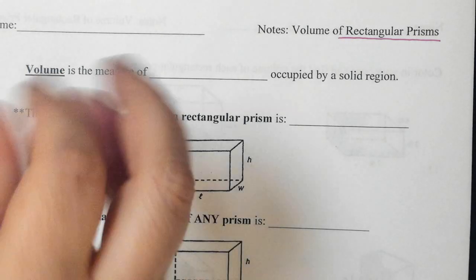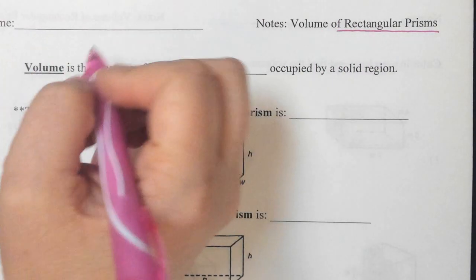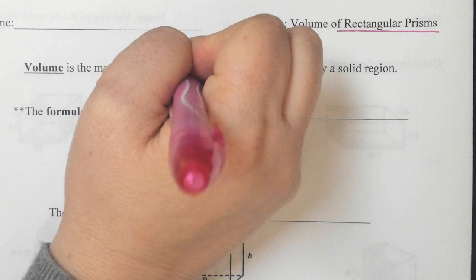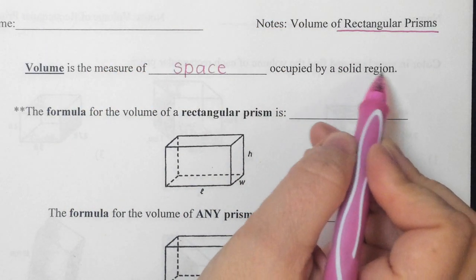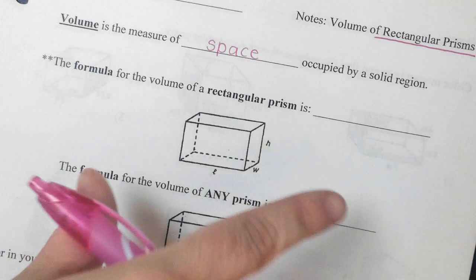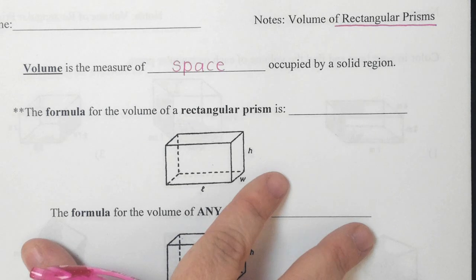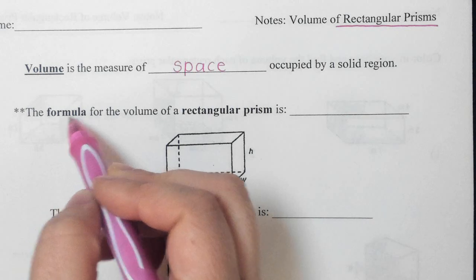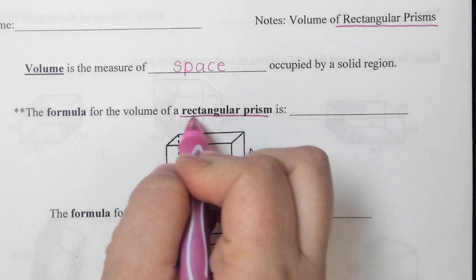And when we're talking about the volume of these boxes, or the volume of these rectangular prisms, we're measuring the space occupied by that solid region. So how much space is inside of that box? How much stuff can I fit inside of there? Now in 6th grade, we only need to know the formula for the volume of a rectangular prism.